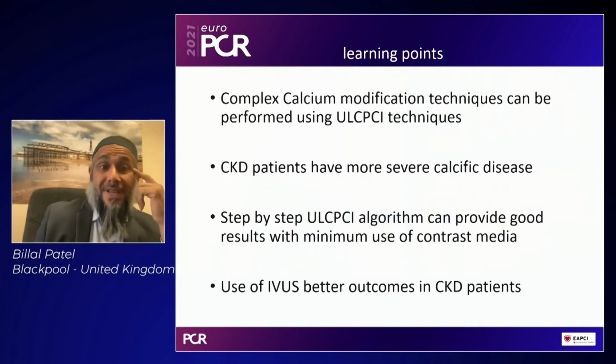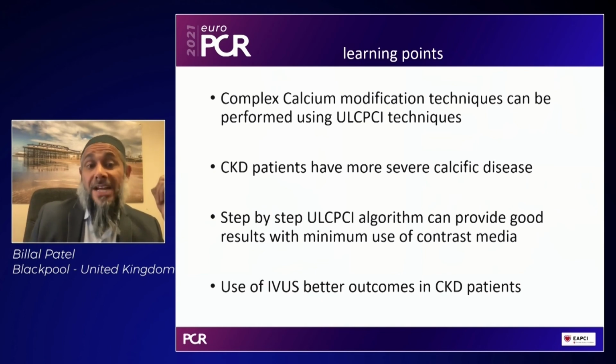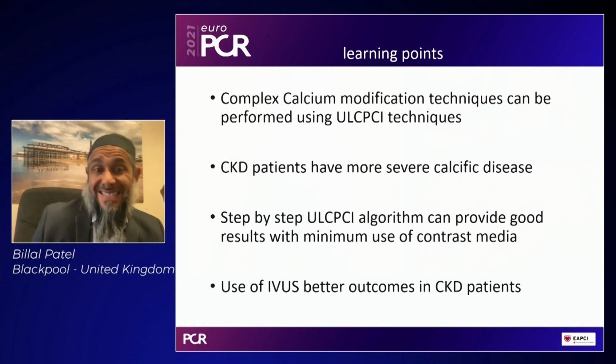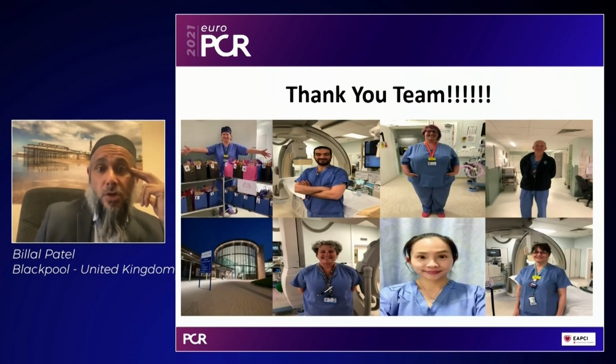These are the learning points. Complex calcium modification techniques can be performed using ultra-low contrast PCI techniques. CKD patients have more severe calcific disease. A step-by-step ultra-low contrast PCI algorithm can provide good results with minimum use of contrast media, and use of IVUS gives better outcomes in CKD patients, as seen by the ULTIMATE CKD study. Finally, a big thank you to the team who took part in doing this procedure.